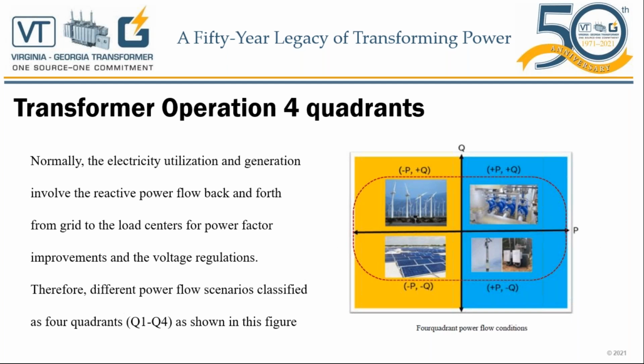So here come the 4 quadrants. Once again, it's not the transformer operating in 4 quadrants, but really 4 different power flow scenarios classified as 4 quadrants, as we are showing here in this picture, depending on the energy source or the energy storage, how that is flowing, the positive versus negative energy flow, or basically the direction of the energy flow. Normally, electricity utilization and generation involve reactive power flow back and forth from the grid to the load centers for power factor improvement and voltage regulation.